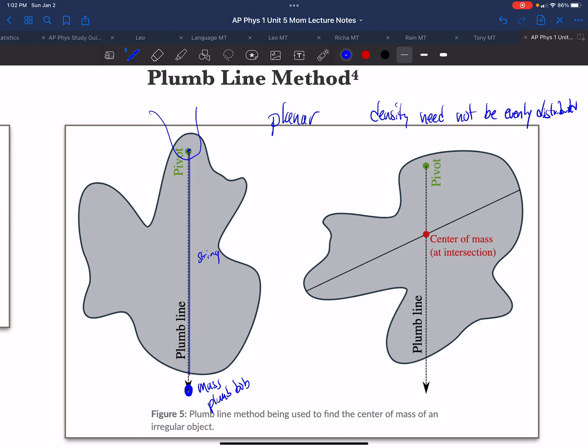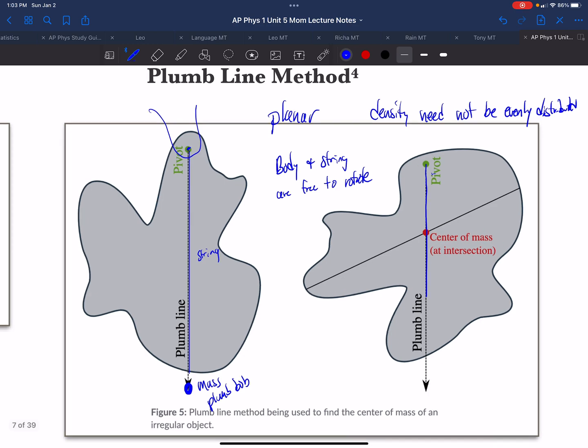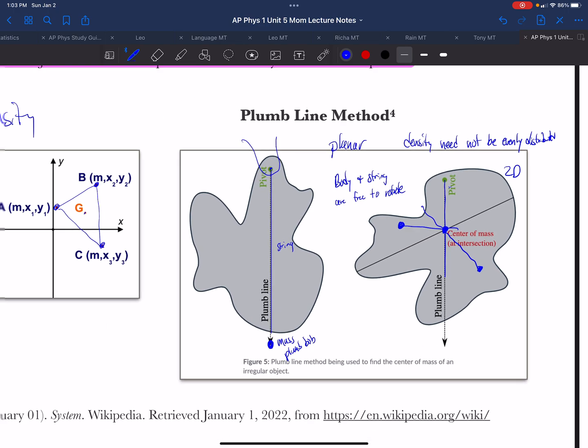matching where that plumb line is, and then we pick another location, anywhere on the body, attach the same string, and let the string dangle. It will form this line. Now, what's important is that both the string and the body are free to rotate. That intersection point will be the center of mass. And no matter how many different locations we choose and do this, they will all go through that central point to help us identify the center of mass. Now, of course, this is planar, it's two-dimensional, but we can visualize it. A similar thing would happen if we tried to do this in three dimensions.